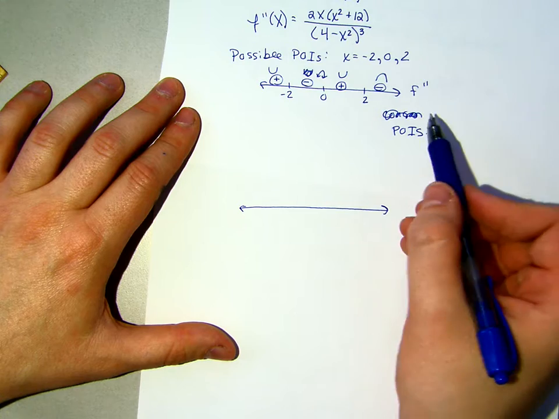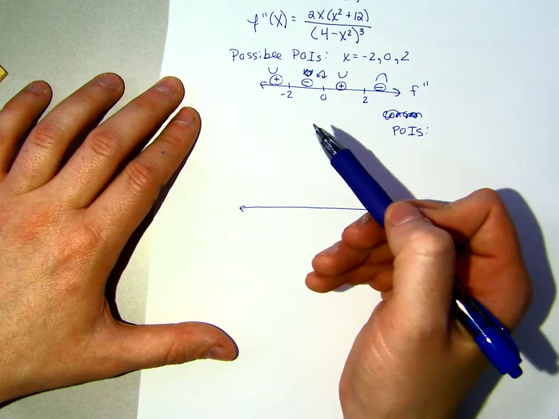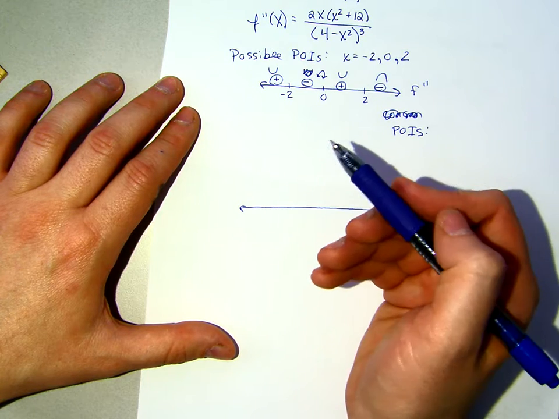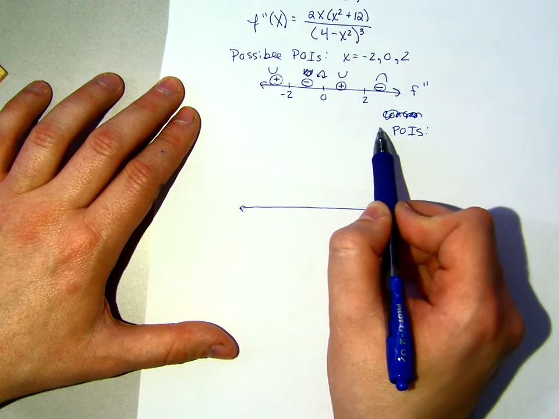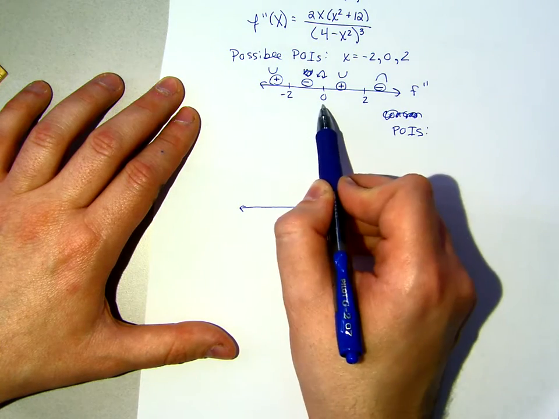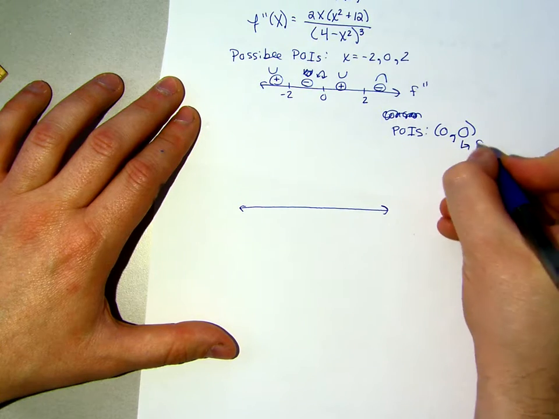Aha. If you forgot about that and tried to plug -2 into the original, you'd get undefined for the y value, which is your reminder that, yeah, there is an asymptote there. So -2 won't be a point of inflection, although it was important to have on our number line because that's where we change sign. 0, though, will be a point of inflection. 0, comma, I think it's just 0 when you plug into the original.